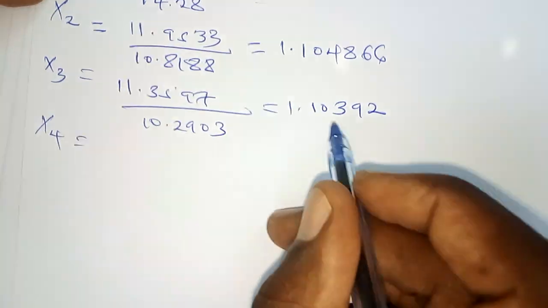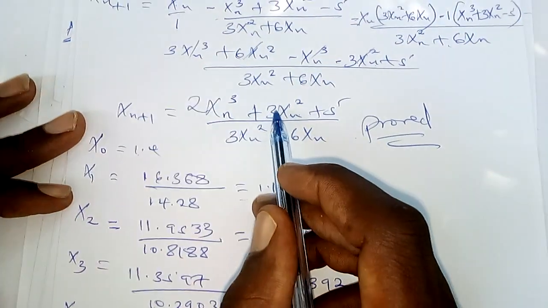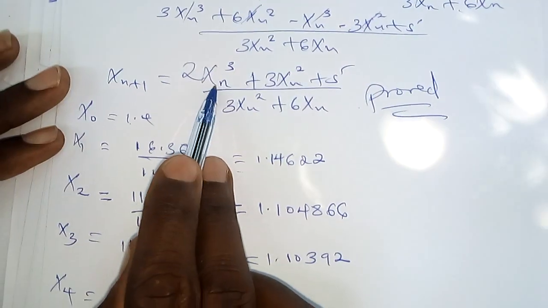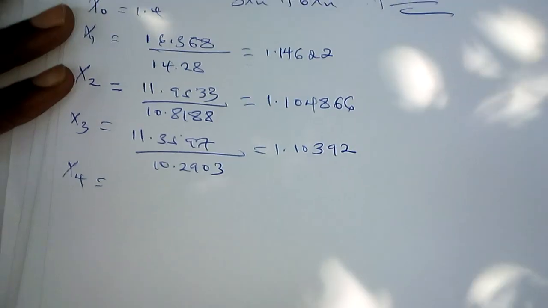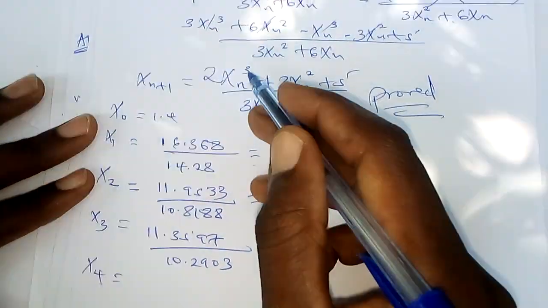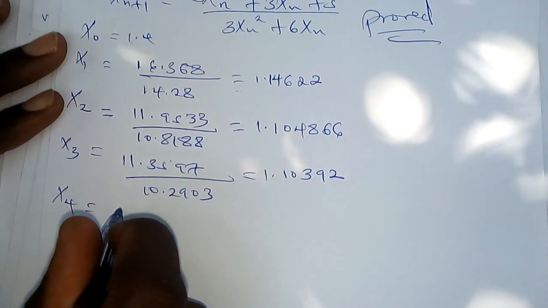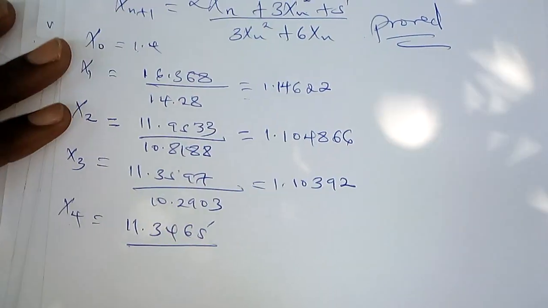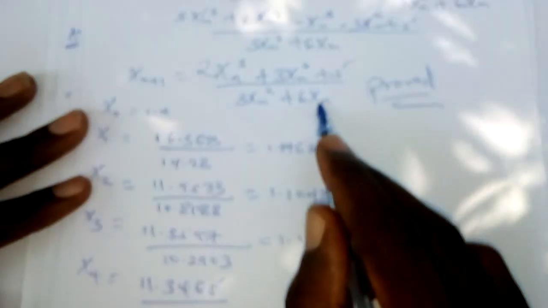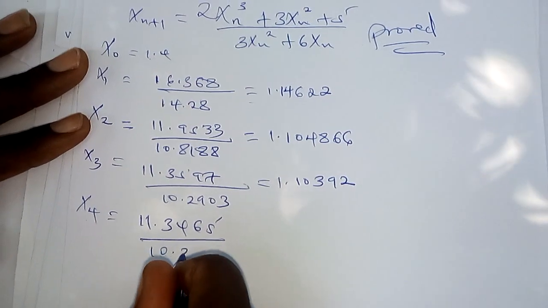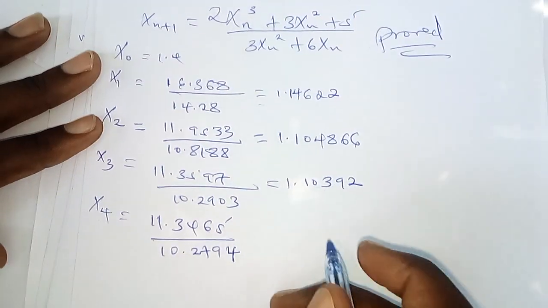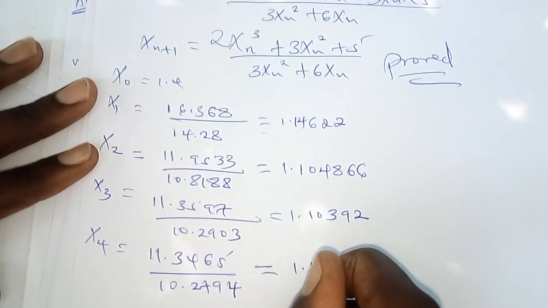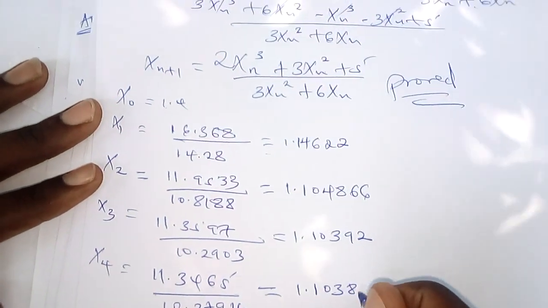So again, for you to get x4, we substitute this one within the expression in place of xn. The numerator will be 11.3465. Again, the denominator, when you substitute this one, will be 10.2794. When you divide now, it will be 1.10381.